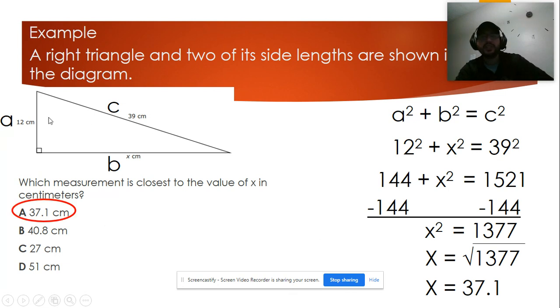So that's how you find the missing side. First label your triangle, then substitute into the equation and solve for the unknown variable. Okay, that's how you're going to find the missing side of a triangle using the Pythagorean theorem.